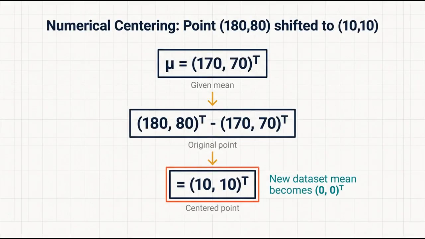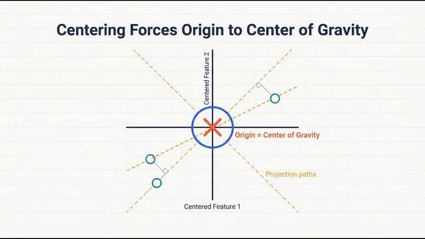If we center a dataset of heights and weights with mu equals the transposed vector (170, 70), a point at the transposed vector (180, 80) becomes the transposed vector (10, 10), and the new mean of the dataset becomes exactly the transposed vector (0, 0). Geometrically, centering forces the origin of our new coordinate system, (0, 0), to lie at the exact center of gravity of the data cloud.